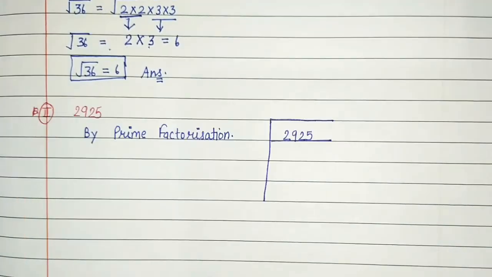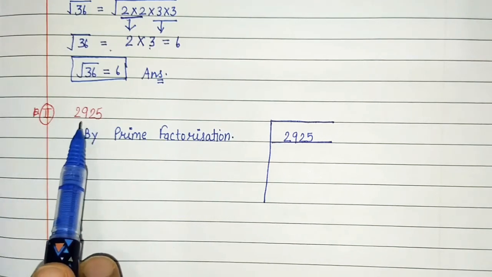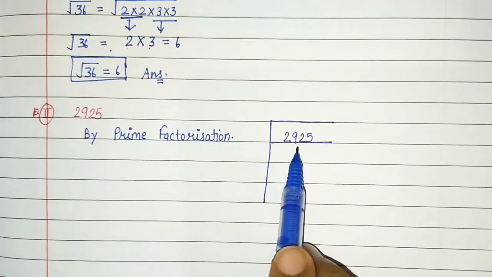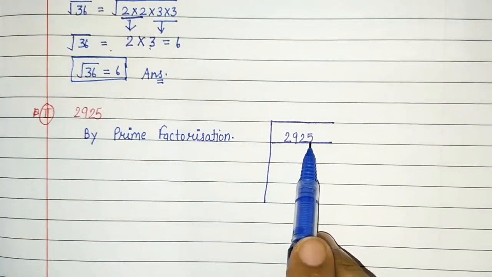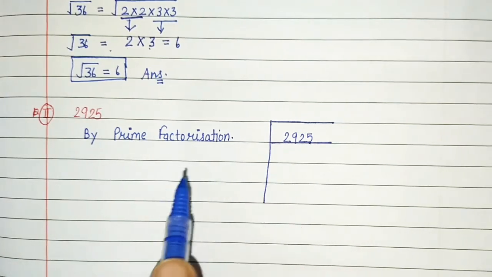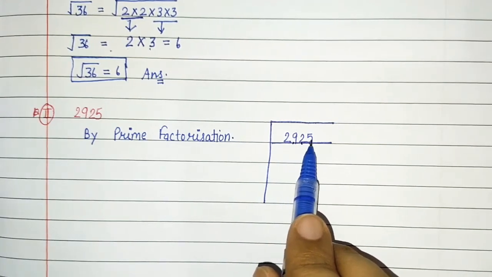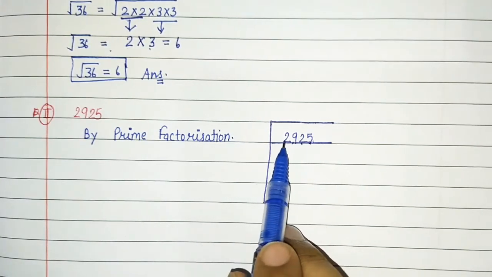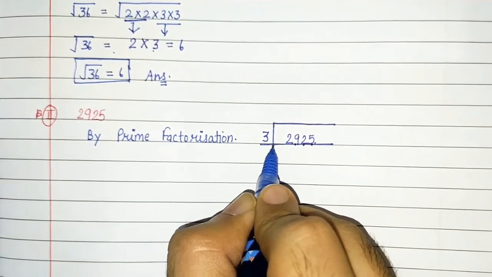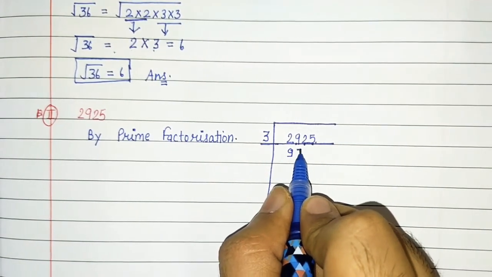Okay, now the B part is 2925. Same question, second part: what should be divided? So first of all, we will do prime factorization. Here it is an odd number, so it is not divisible by 2. Now check with 3. We will apply the divisibility rule: 2 and 9 is 11, 11 and 2 is 13, 13 and 5 is 18. Because 18 is divisible by 3, this number is also divisible by 3. Now divide it.